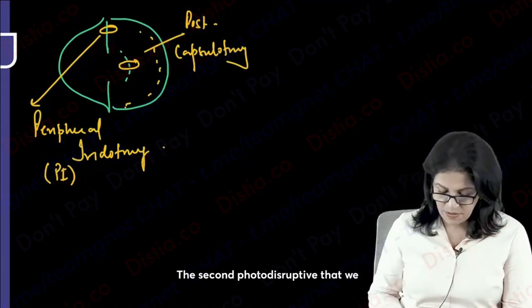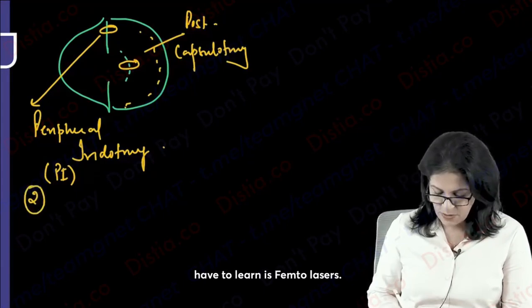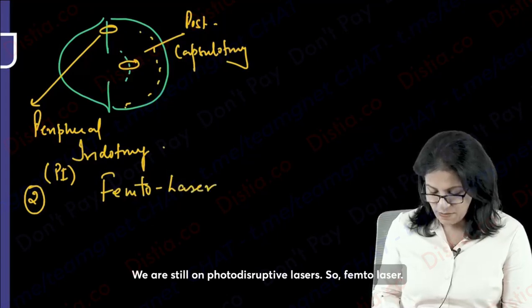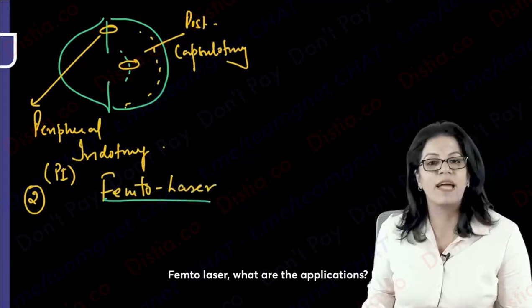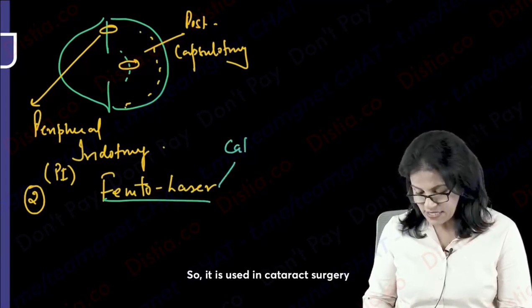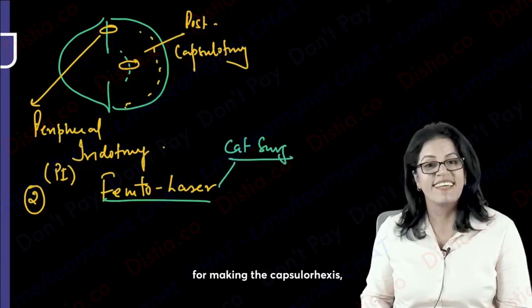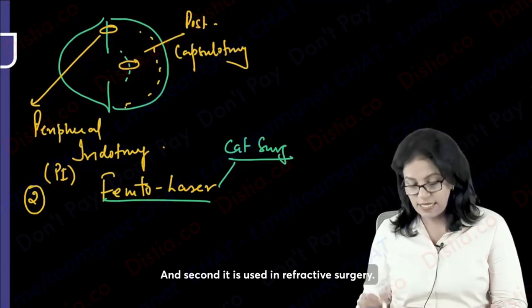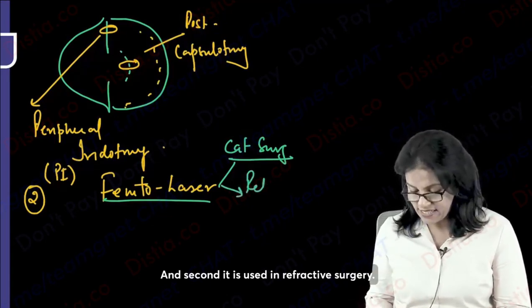The second photodisruptive that you have to learn is femtolaser. We are still on photodisruptive lasers, okay? So, femtolaser, what are the applications? What is the use? We all know about cataract surgery. So, it is used in cataract surgery for making the capsular access, for the lens fragmentation and so on. And second, it is used in refractive surgery.